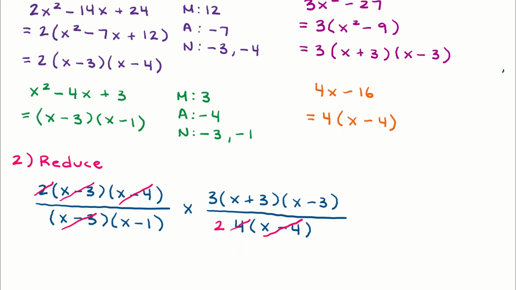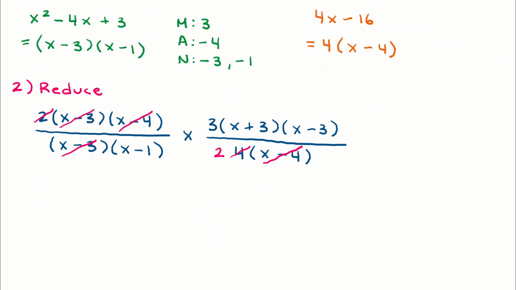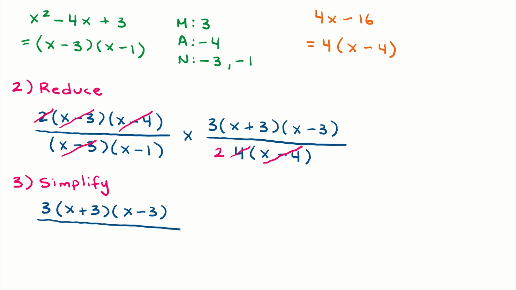Now we're left to rewrite this in a simplified form. So step 3 can be considered simplify. What we're left over with in our numerator is 3 times x plus 3, x minus 3, and in our denominator, we are left with 2 times x minus 1.